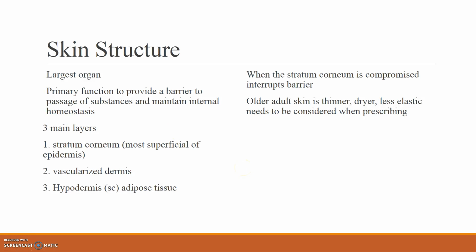Think of the skin as three primary layers. The most superficial is the epidermis, and the outermost layer is the stratum corneum. The second, middle layer is the vascularized dermis, and the third, deepest layer, the hypodermis or subcutaneous layer, is where the adipose tissue resides. When the stratum corneum is compromised, that interrupts the protective barrier, and that is a consideration for treatment. The other important consideration is that in the older adult, the skin is thinner, drier, and less elastic. You have to remember that when you are considering your prescribing.